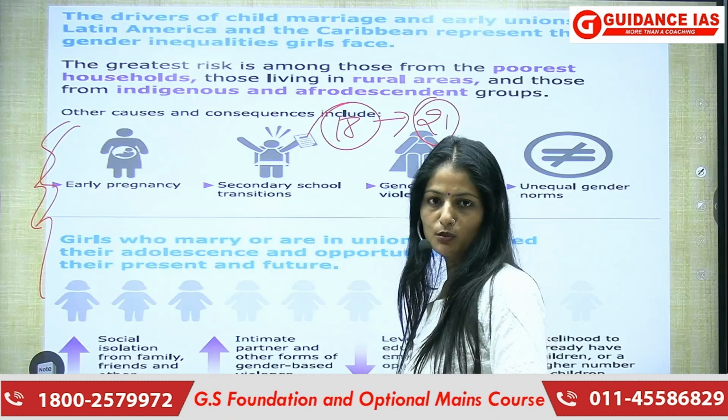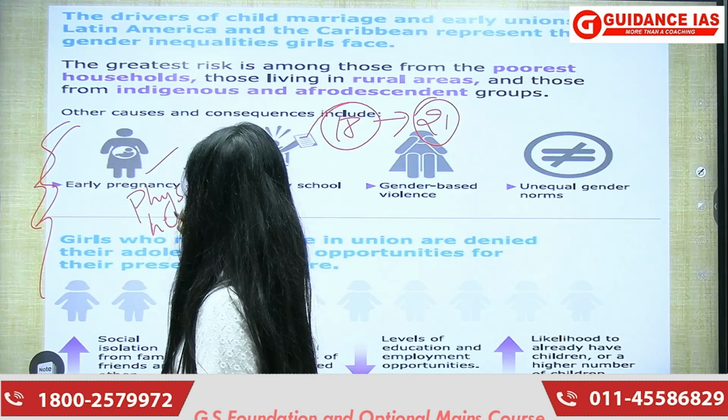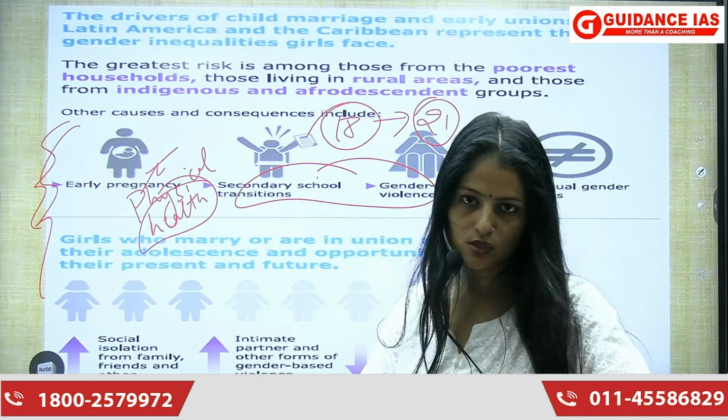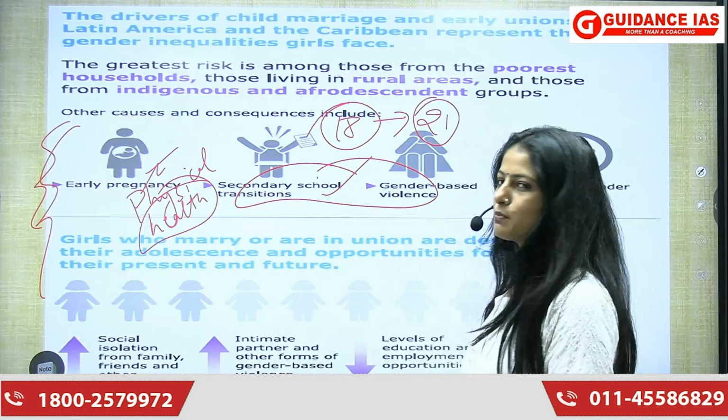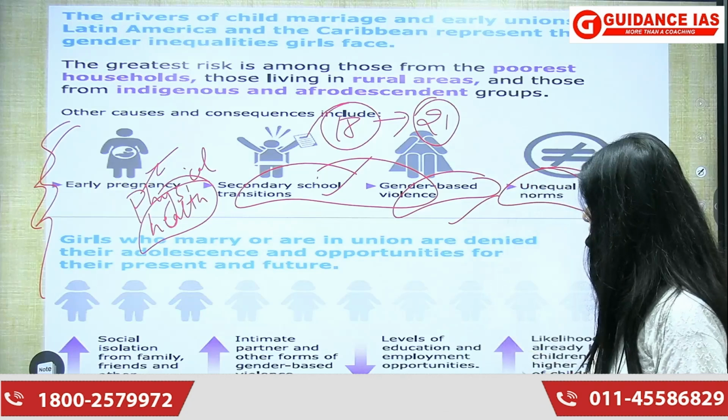We all know that early marriage can lead to early pregnancy, okay? So physical health is something she might face problems with. Then education would be, as I've already told you, that she won't get proper education, right? She won't be financially independent. So education is the second thing which she faces. Then gender-based violence could also be there. And this also accounts for unequal gender norms, okay?